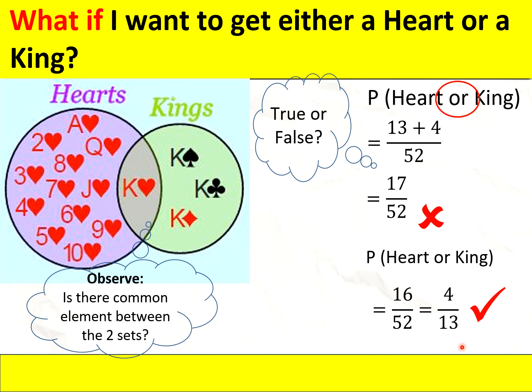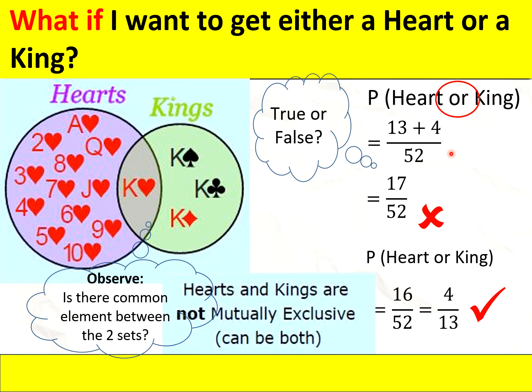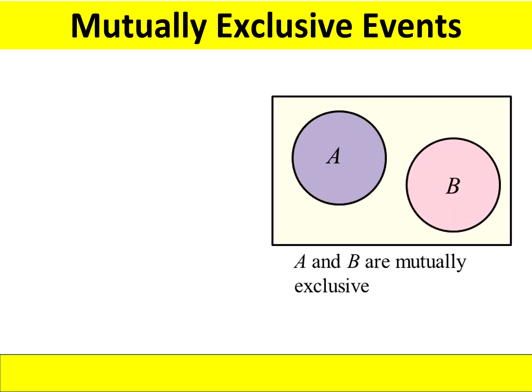Now, in this case, what we need to take note of is that even though in the probability we are asked to find heart or king, we cannot simply add the two elements together. We cannot blindly add them unless they are mutually exclusive. Here, hearts and kings are not mutually exclusive, which means there is a common element. So before we just add the two probabilities together, we do need to ensure that the two events are mutually exclusive, which means they cannot happen at the same time.